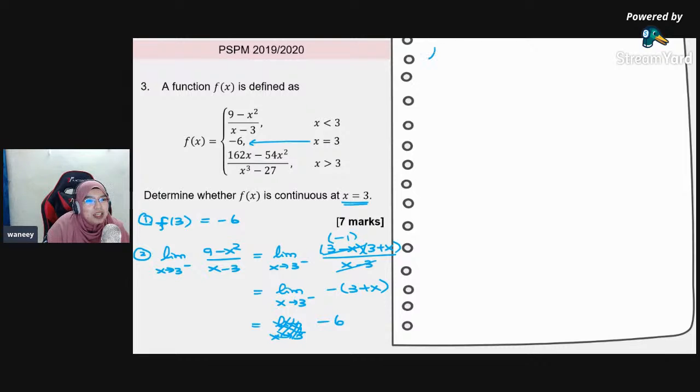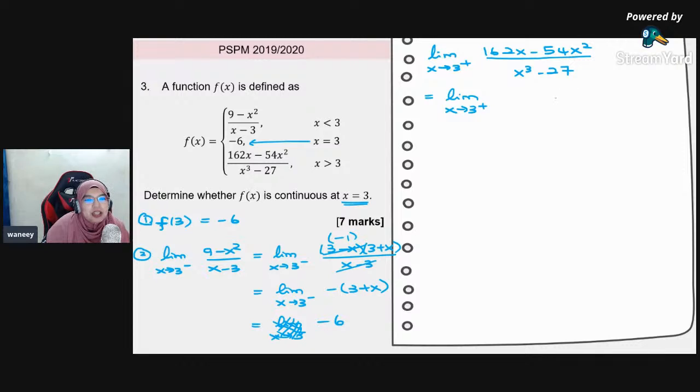Okay, so now calculate the limit of X approaching 3 on the right hand side. So the function is 162X minus 54X square over X cube minus 27. Okay, so yang ini kita akan kira. Ganti dulu nilai. X dengan 3, sini pun 3, sini pun 3. So kalau tak silap saya, masa awak ganti tu sepatutnya awak akan dapat dia kosong per kosong. So ini masih case yang B tu. Kosong per kosong. Maksudnya kita kena factorize. Okay, so this is the limit of X approaches 3 on the right hand side.